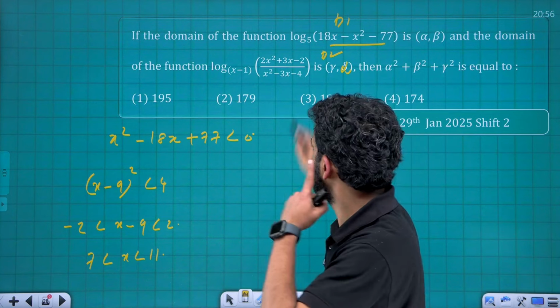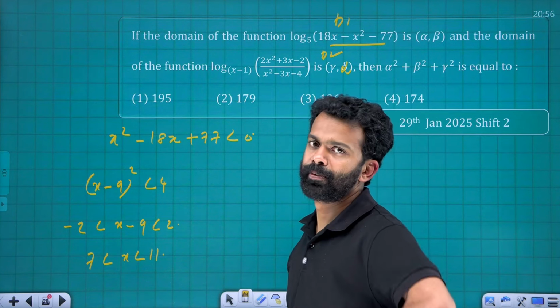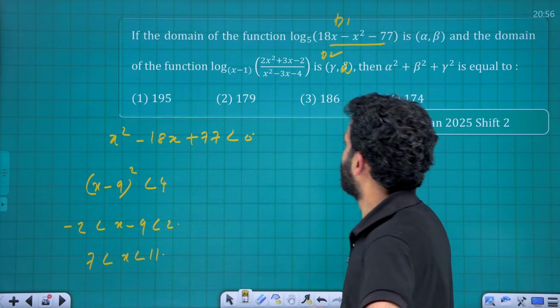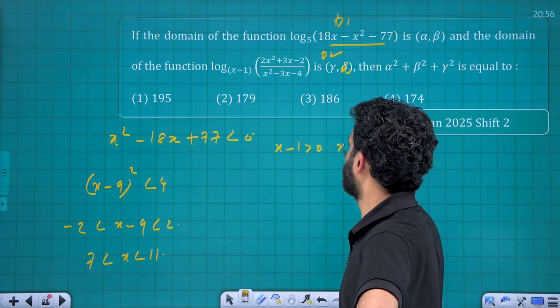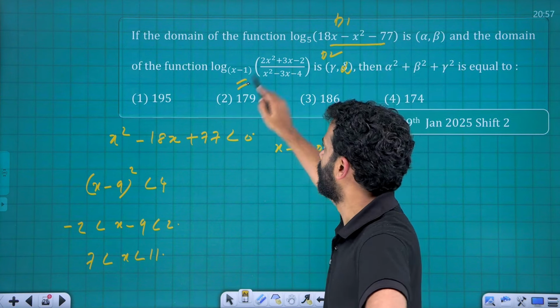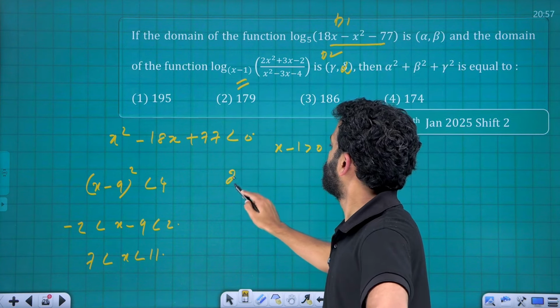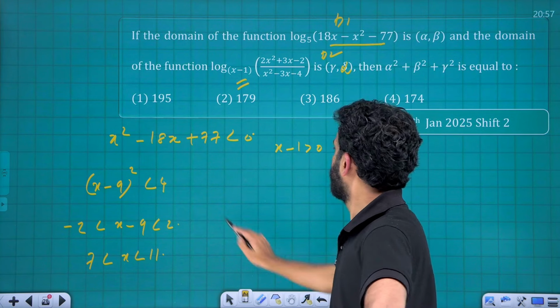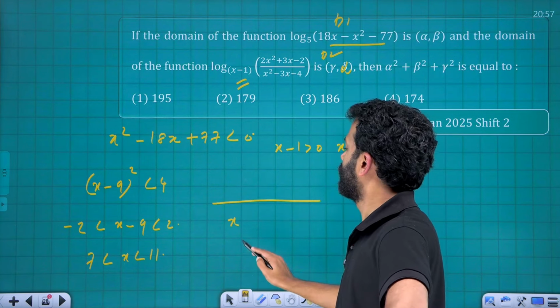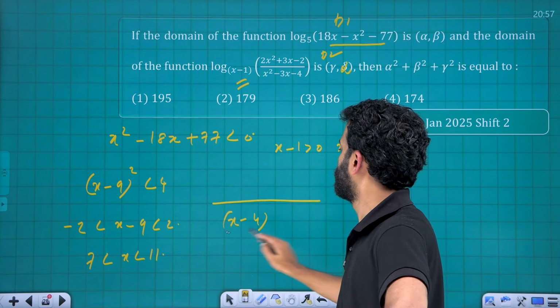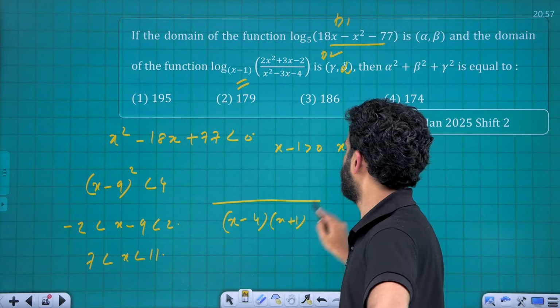Next one, this one. How will you do that? Easy. That is x minus 1 should be greater than 0. That is x greater than 1. Okay, I operated this one and this one. 2x square, I think it's better to factorize that directly. That is x square minus 3x minus 4. That is (x minus 4) into (x plus 1). This should be greater than 0.